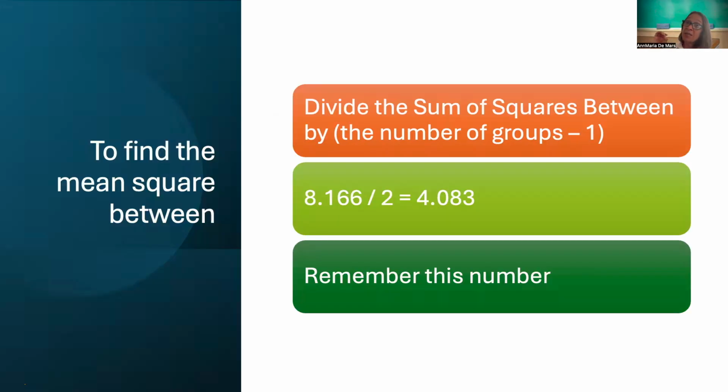So to find the mean square between, you divide the sum of squares between by the number of groups minus 1. We had 3 groups. We divide that by 2. 8.166 divided by 2 equals 4.083. Remember this number.